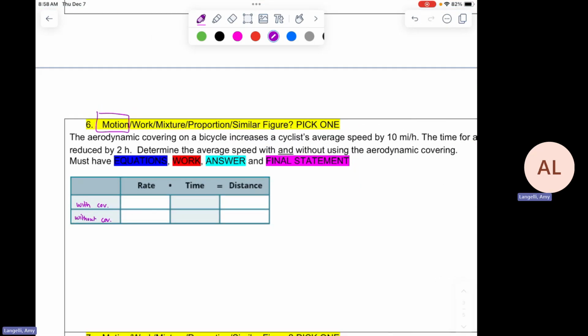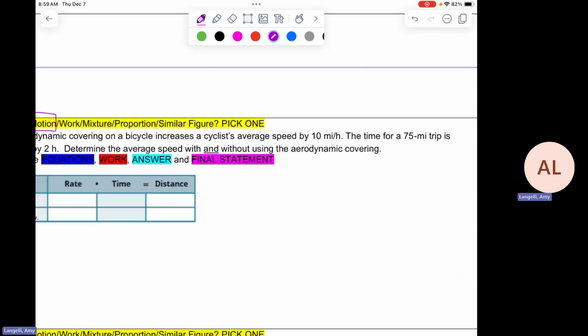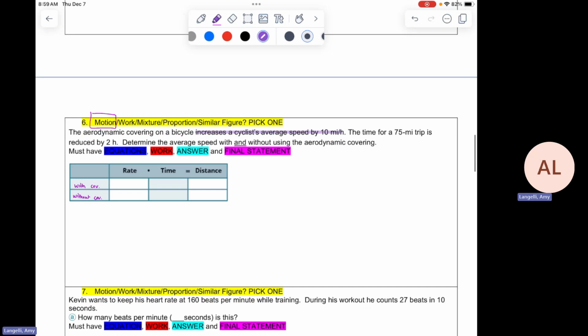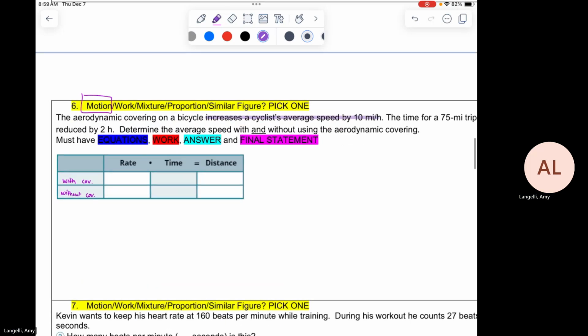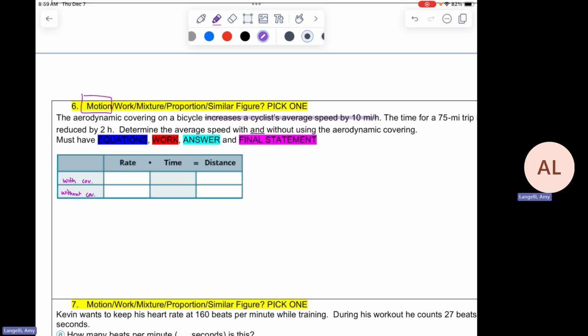Let's take a look at this one. What do you guys think? I'm just going to highlight a whole phrase. I hope you see the whole phrase, but this is one: something increases by 10 miles an hour. What is that 10 miles an hour associated with, an increase?